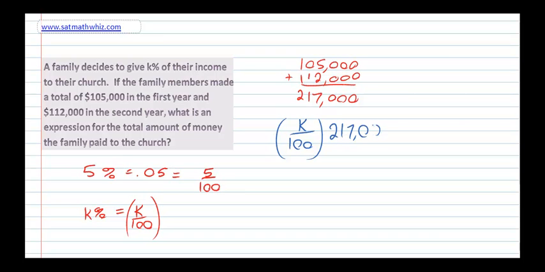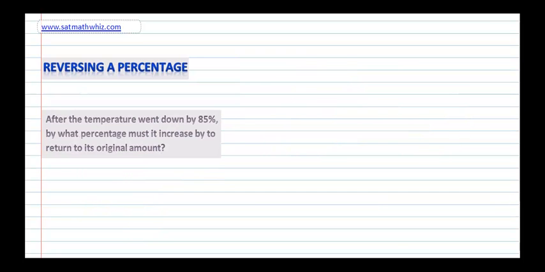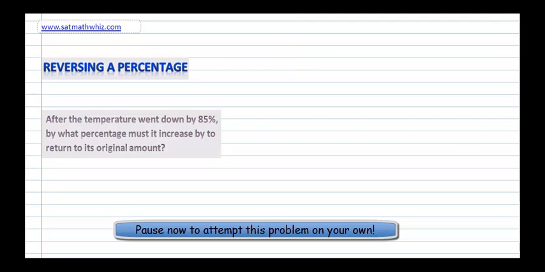So the expression for the total amount of money the family paid to the church is 2,170k. Reversing a percentage. This is very common on the SAT and in SAT prep books. If you're given the fact that a certain percentage is working in one direction, can you take that and figure out what's going on in the other direction?